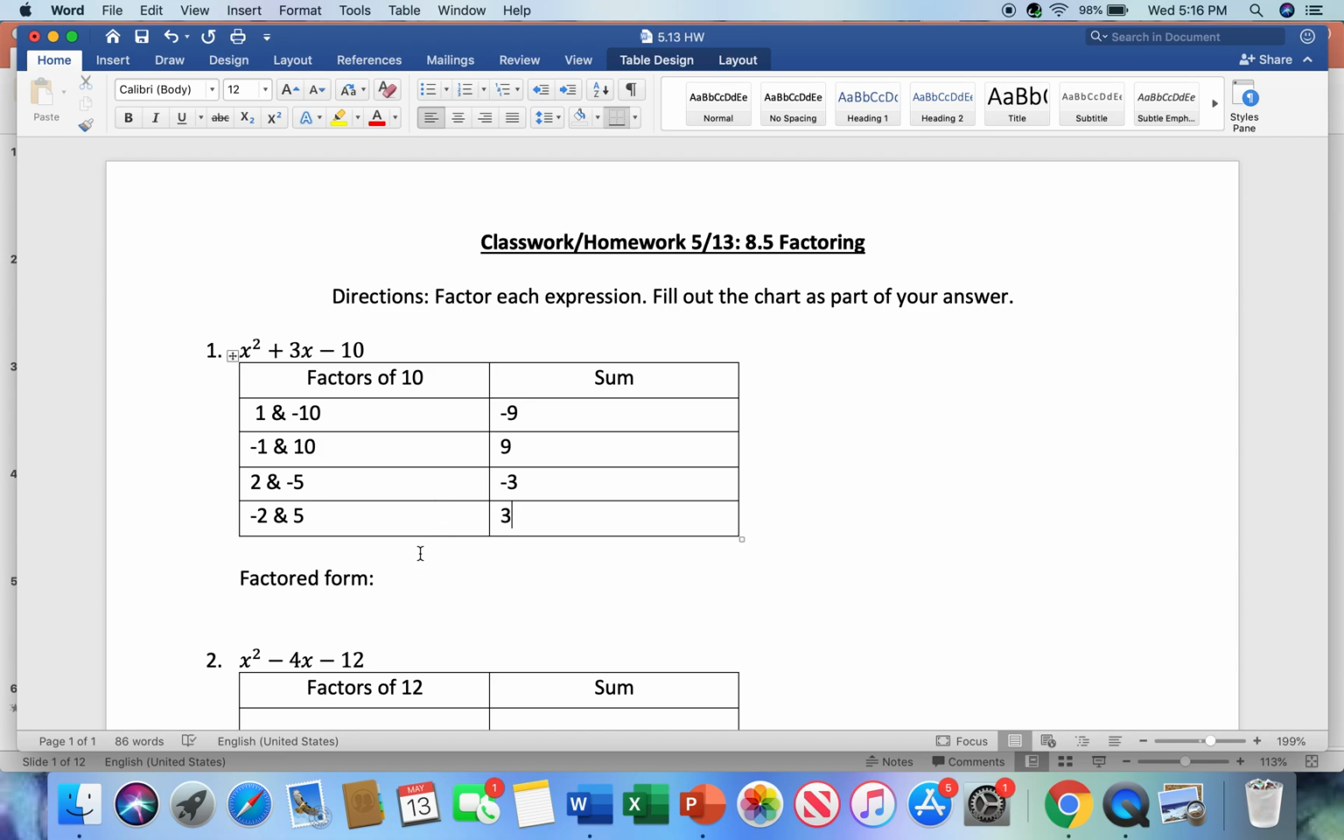Okay, so now that we've gotten to this point, we wanted to find which group of these factors has the sum of positive 3. So we find it, it's right over here. So negative 2 and 5 have a sum of 3. So what we're going to do now is one of these parentheses is going to have x minus 2, and the other parenthesis is going to have x plus 5.